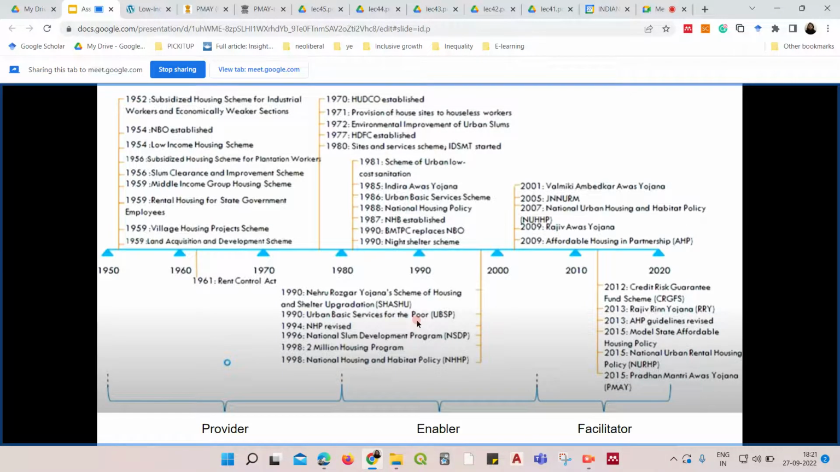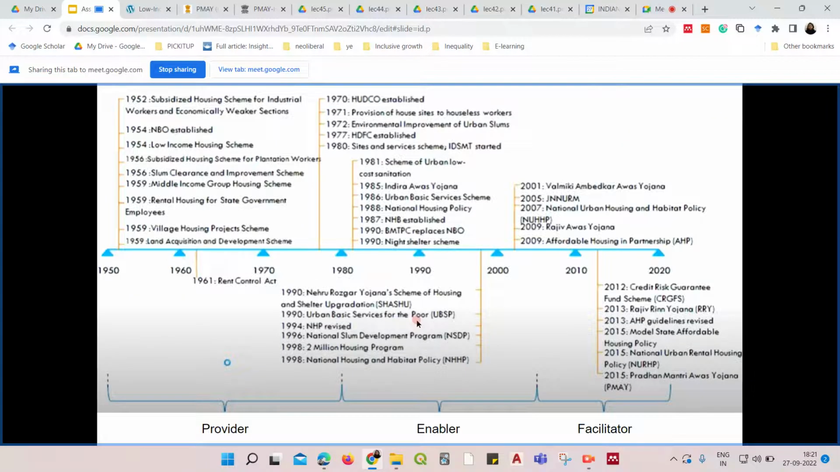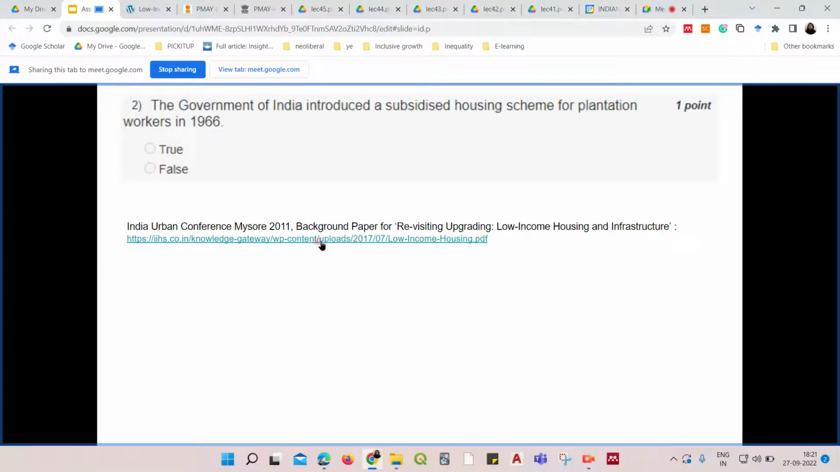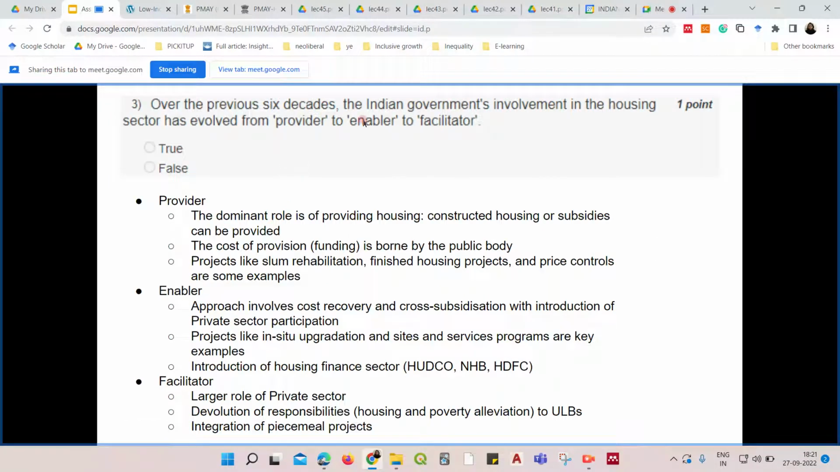Okay, moving on to the next question. This is related to the previous question, the third question, because it again talks about the evolution of various government programs, or basically the Indian government's involvement in the housing sector in the previous 6 decades. So again, this paper would be a great help to you if you want to answer this question, because it helps you see how the role of government has changed.